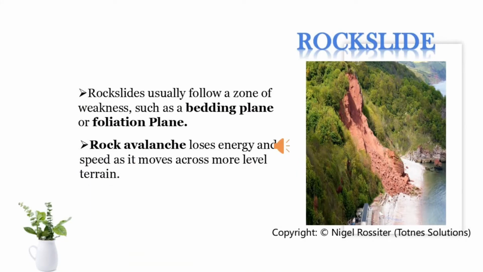Rock slides. Rock slides usually follow a zone of weakness, such as a bedding plane or foliation plane. Separation of the rock is more likely along these planes because of their reduced shear strength. Water also tends to be channeled along these planes, which increases slippage. Collisions down the slope generally break the rock mass into rubble that eventually comes to rest.